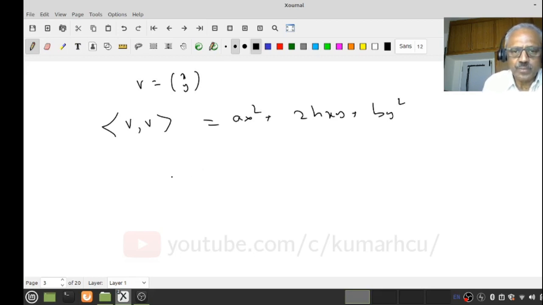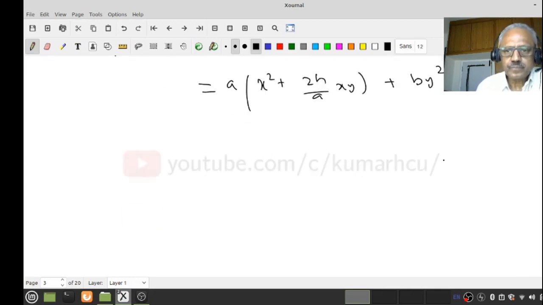Therefore I am going to complete the square. That is going to be a, I take out. Remember a is positive. Therefore x squared plus 2h by a into xy plus b by a y squared. Right? But that is equal to what? A, and this I want to complete the square, that is x plus h by a y, whole squared. Do you remember? X squared plus h squared by a squared into y squared plus twice h by a into xy. I got it. So what is the extra term?